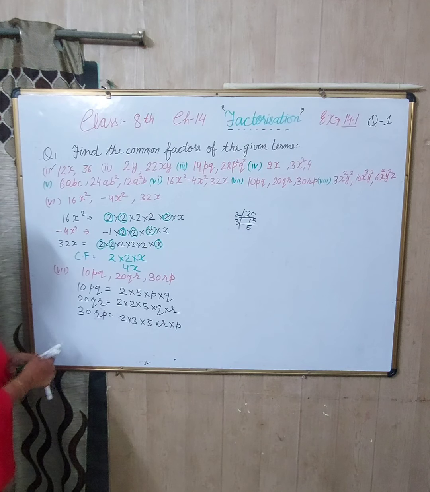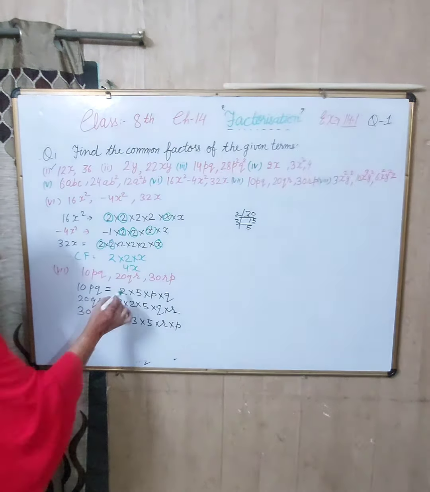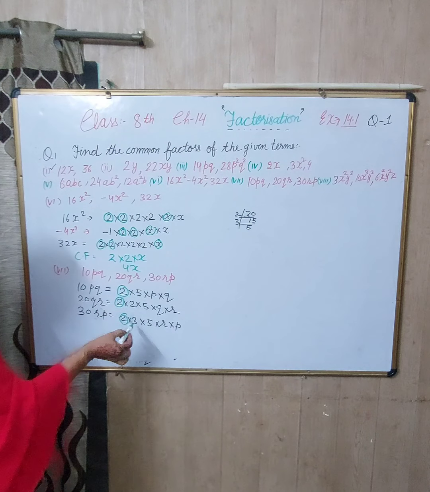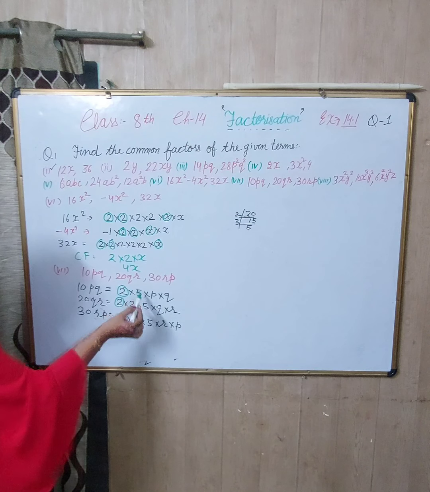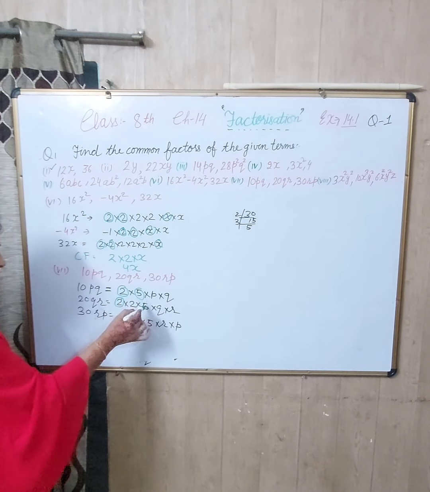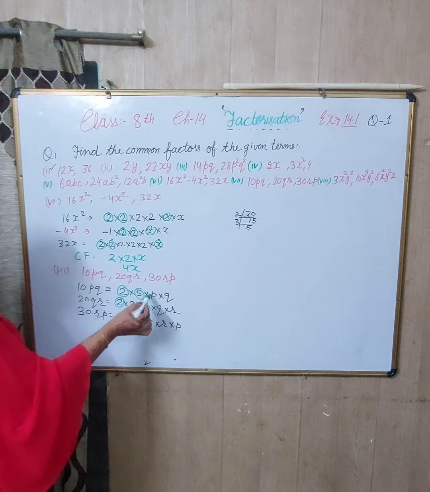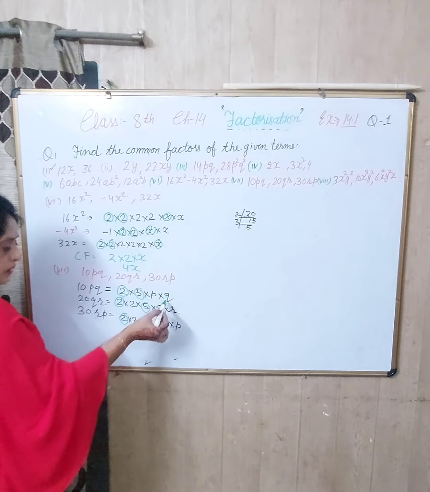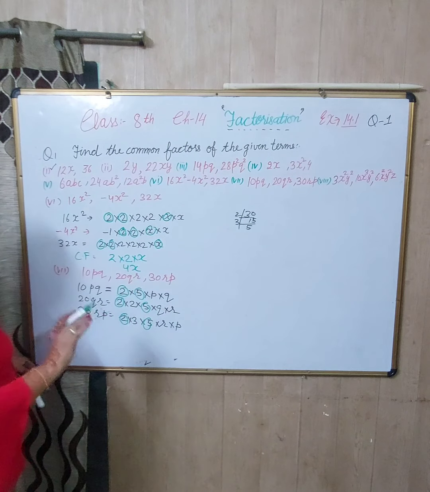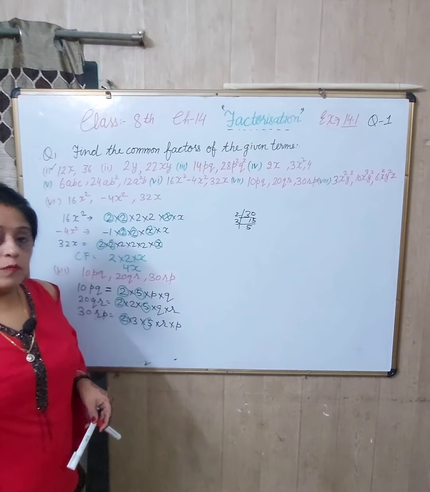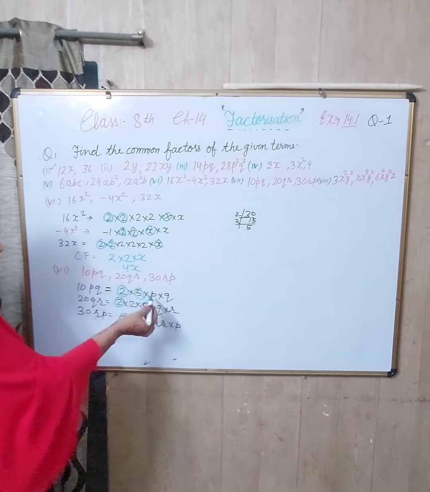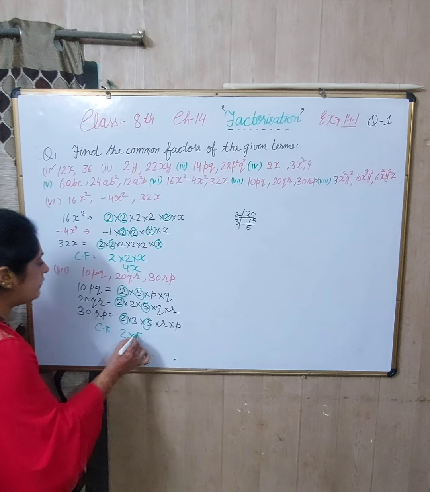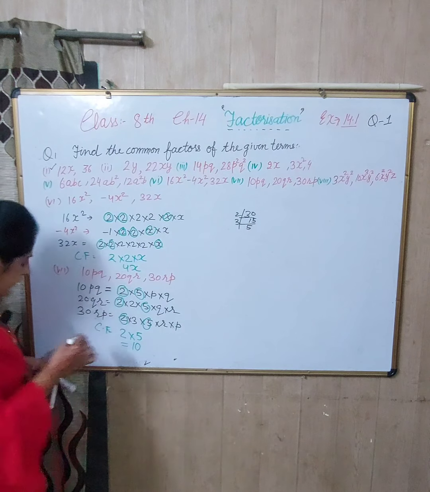Now we will take what is common to all 3. 2, 2 and 2 is common. Here 5, 5 and 5 common. P is in these 2 terms but not in this term. Q is in these 2 terms but not there. So we have to take what is common to all 3 terms. The common factor you will take as 2 multiply 5, 10 is the common factor.